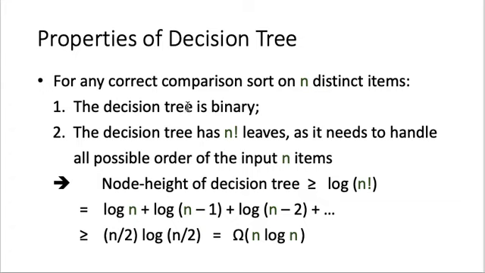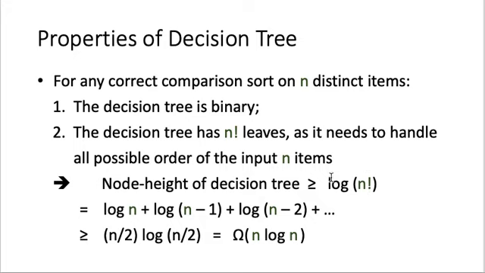Now, combining these two facts, we will see that if we consider the height of the decision tree, it must be at least log of n factorial, because a decision tree of height h can have at most 2 to the power h leaves. So in that case, the height h must allow us to expand the tree in such a way that the number of leaves could be greater than or equal to n factorial. So it must have at least log of n factorial as its height.